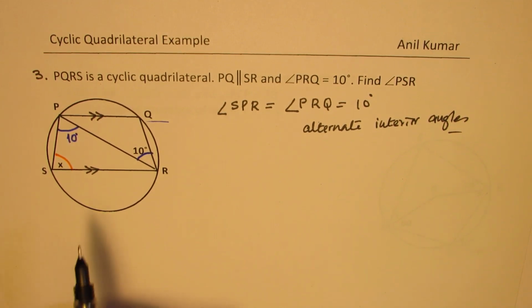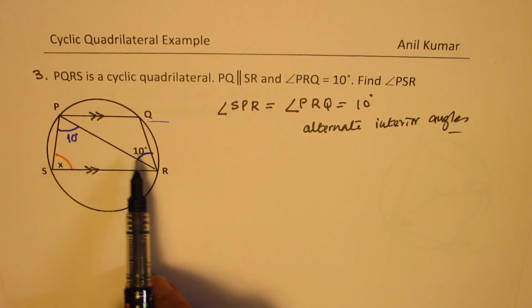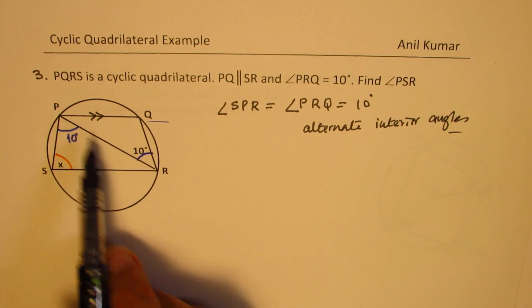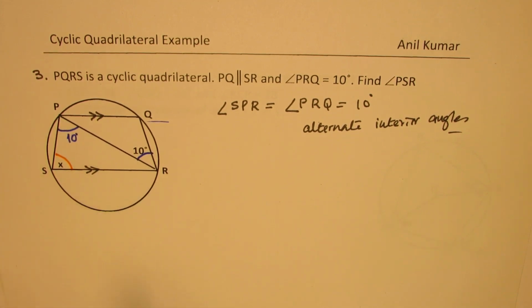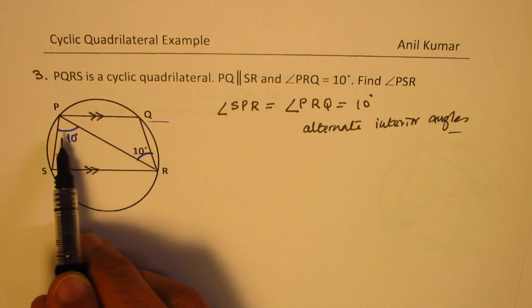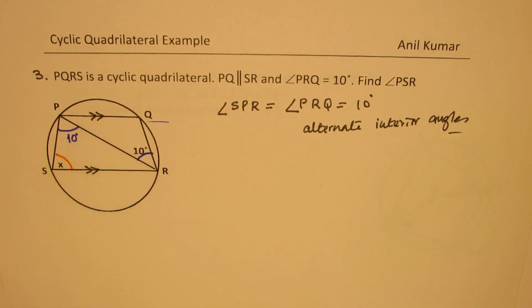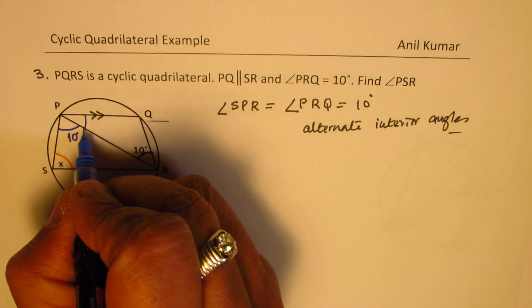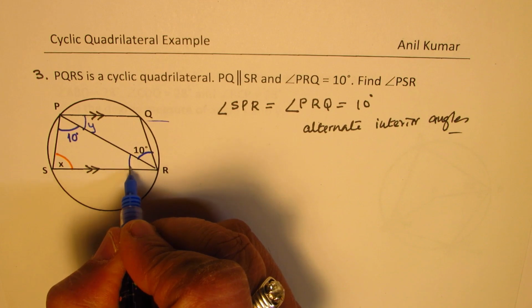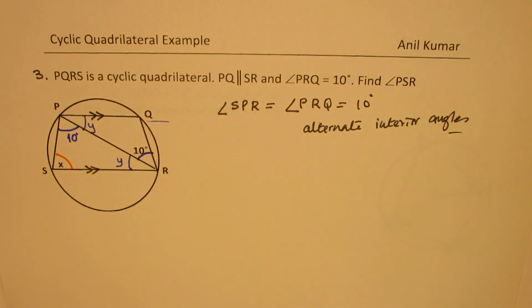Now, the sum of opposite angles is 180 degrees, correct? And since these are equal, these two will be what? These two are also equal, right? So let's write this as y and this also as y, correct?